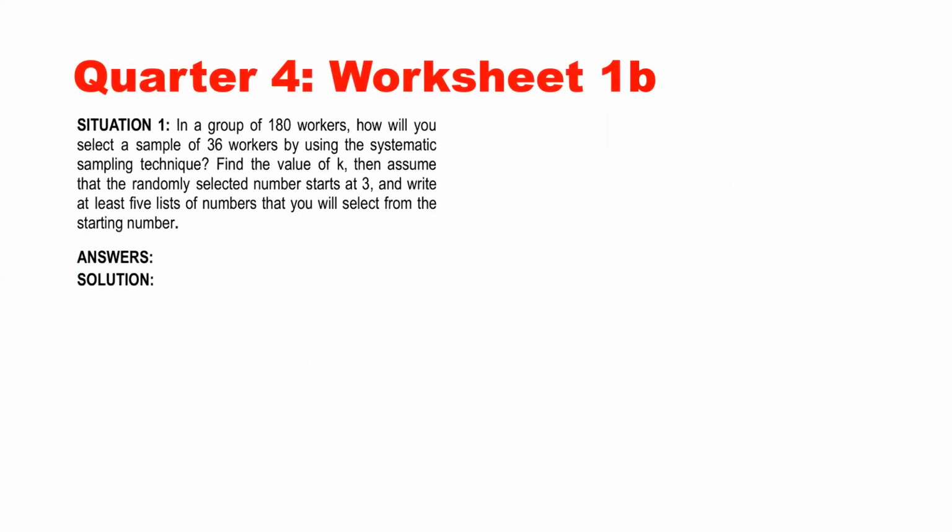In the second worksheet, worksheet 1B, we have 7 situations here. It is a pure problem solving. So you will find the things needed. For example, in situation 1, you will find the value of K. Then you will write at least 5 listed numbers. For example, yung sa example natin kanina, 4 lang inilagay ko. So you will write at least 5, and you will earn points from that. And you should have a solution also on how you find the K value and those 5 numbers.